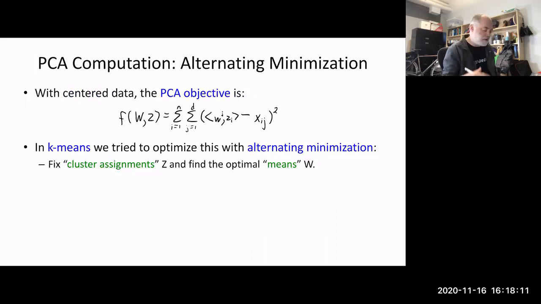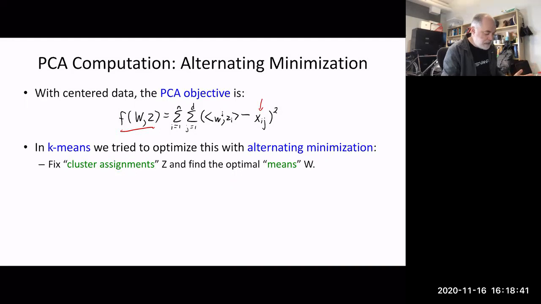And the first thing that we can think about is alternating minimization instead of fitting it using a singular value decomposition. So we said with centered data, the PCA objective is given by this equation here. The objective with respect to W and Z is just a sum over N, sum over D of the inner product minus the target. This is the thing that we know, and we're trying to find the W's and the Z's, right?